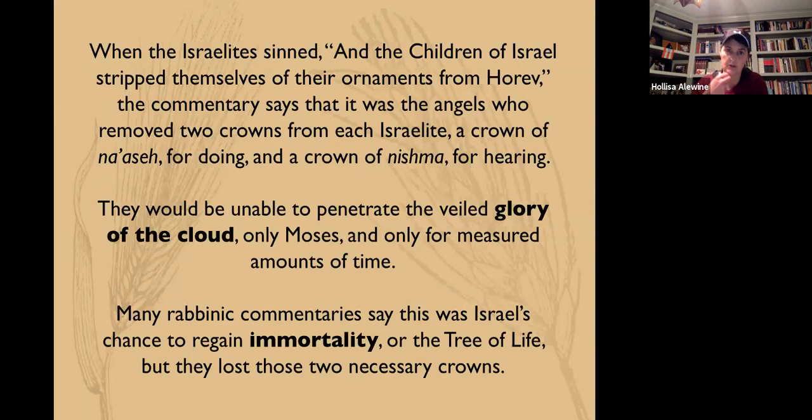So it says, when the Israelites sinned, the children of Israel stripped themselves of their ornaments from Horeb, which is Mount Sinai. And again, that same commentary says that it was the angels who actually removed the jewelry, the ornaments. Adi is the Hebrew word for ornaments. And remember, adi, for ornaments, has the same root as edut, which is testimony. Adat, the assembly.